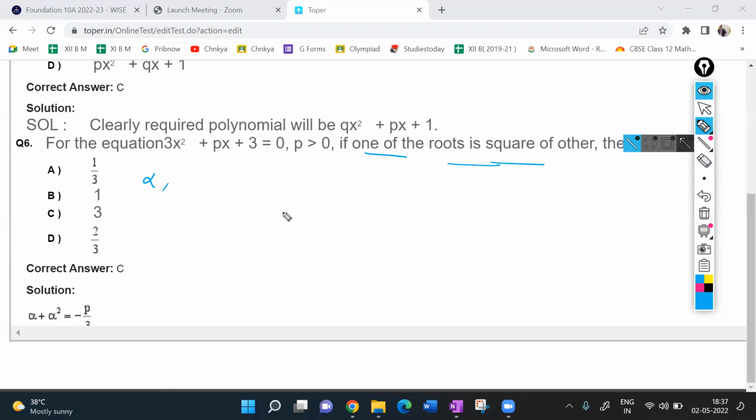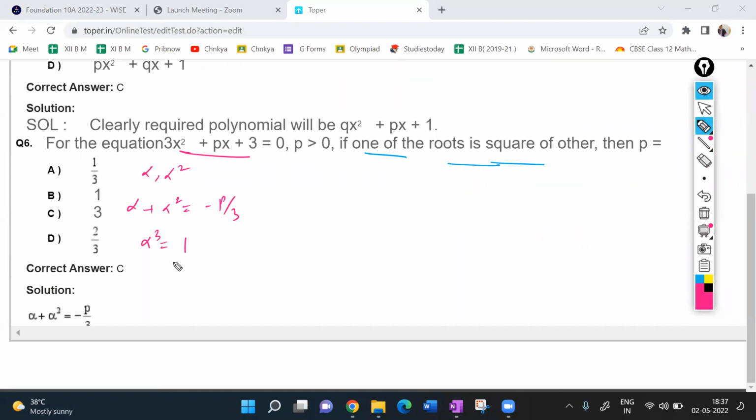One second, let me write. Let me solve one more time and check. Alpha, alpha square, okay, fine. 3x square plus 3x. So alpha plus alpha square I will get as minus p by 3. Correct? Alpha cube is the product of roots, 1. Correct? So we need to find out the p value.